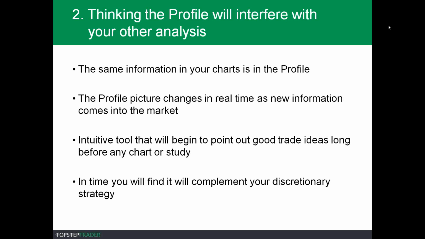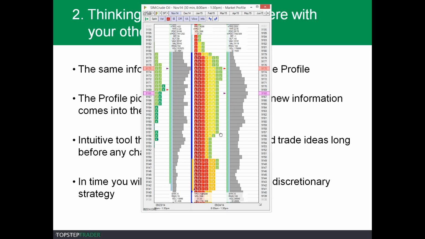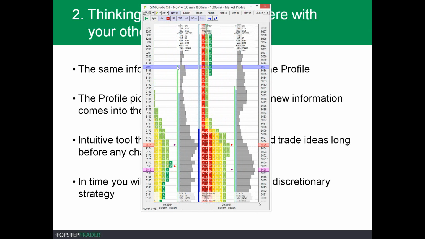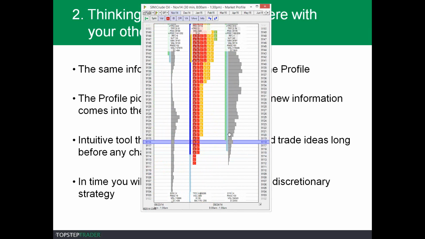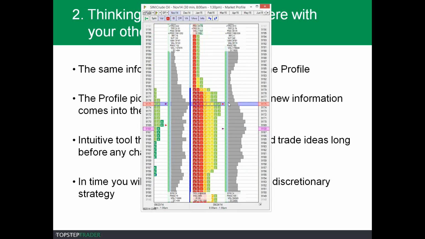I had made an assumption early in the day that we were going to have overlapping to lower value, which we ended up doing. Here's yesterday's value area, here's today's value area. It's overlapping to lower, but we didn't see any follow through to the downside. As a matter of fact, the pressure seemed to be to the upside.